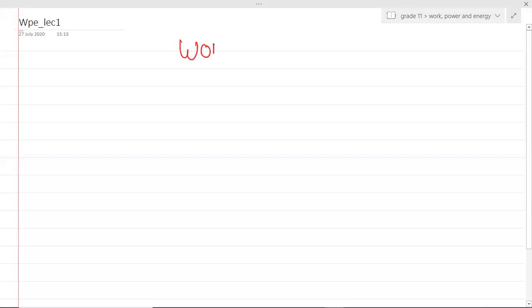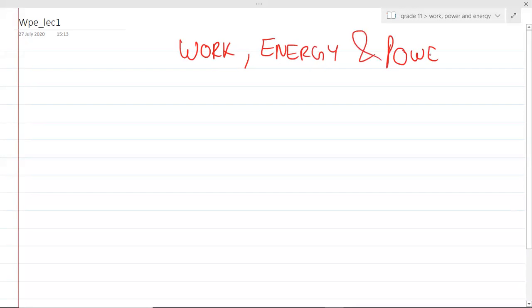So we'll be discussing a new chapter: work, energy, and power. First of all, let's come to what this work is. Please remember, the work which we do and the work in physics have basically different meanings.